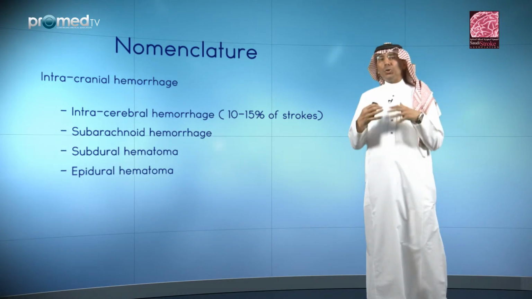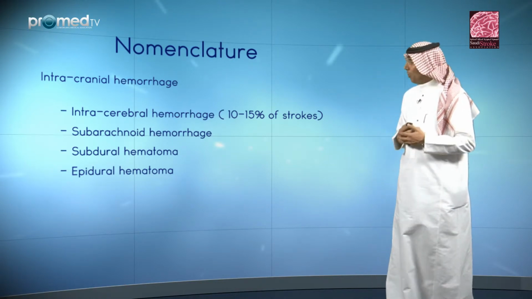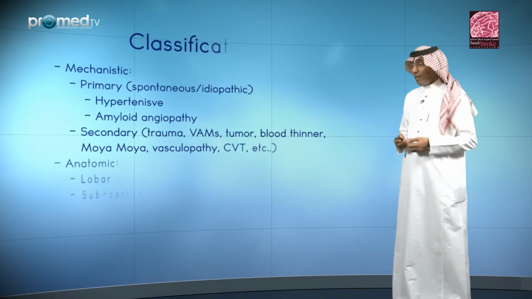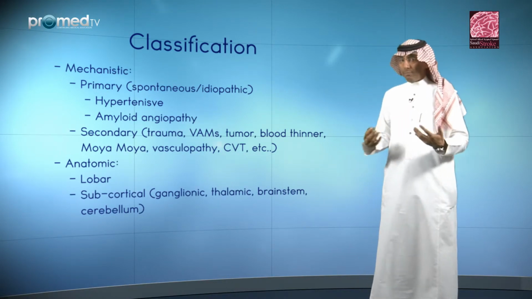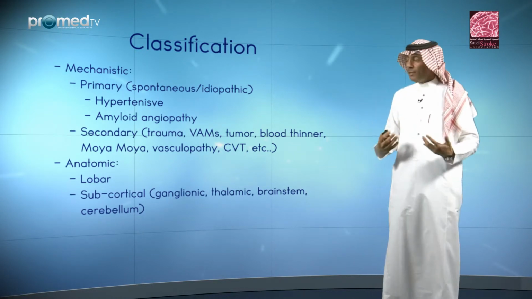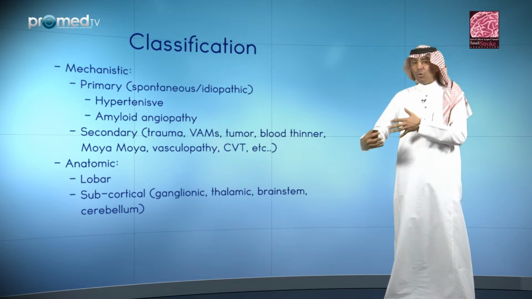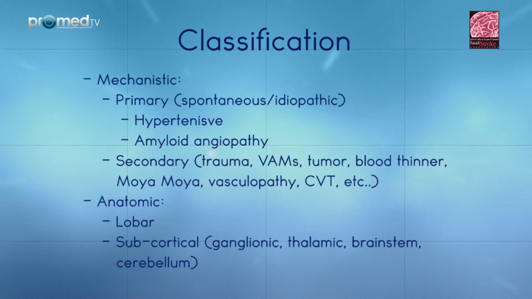My talk today is going to be around intracerebral hemorrhage, which is basically around 10 to 15% of all cases of stroke. We classify intracerebral hemorrhage in different ways. If you want to classify it according to the mechanism or the underlying etiology, then we say it's either primary or idiopathic or spontaneous. All are the same terms. That includes the hypertensive, which is the most common, and amyloid angiopathy in elderly patients.